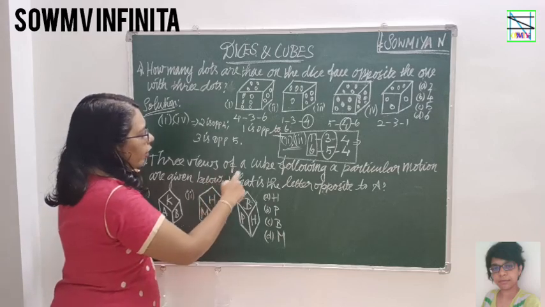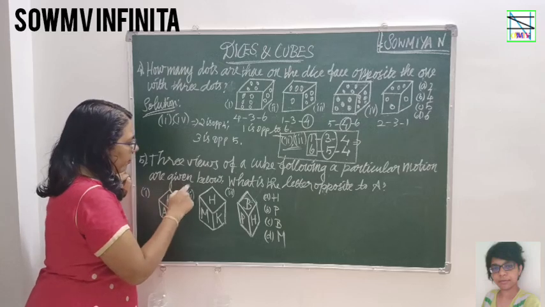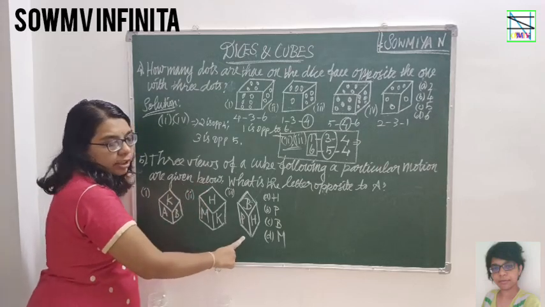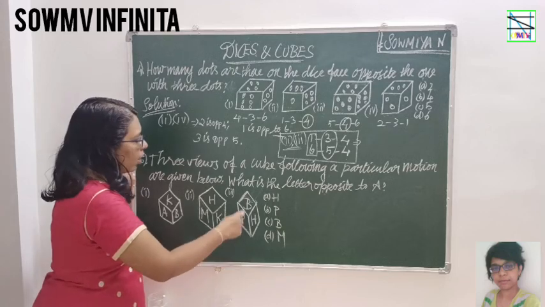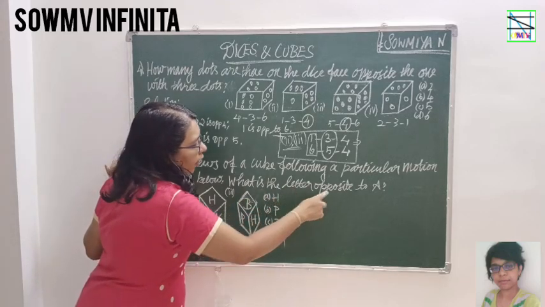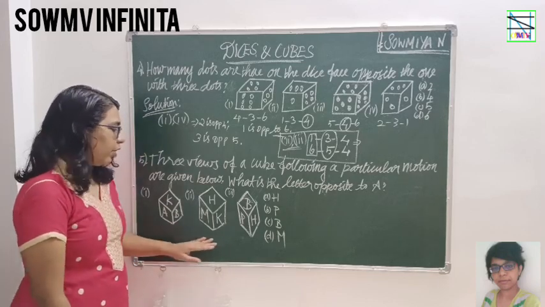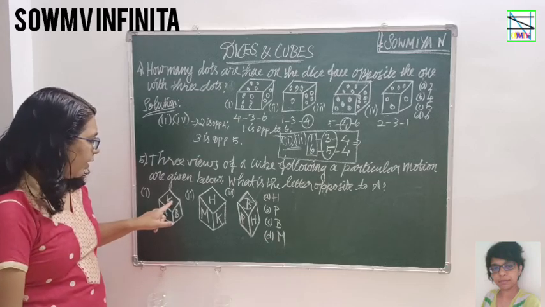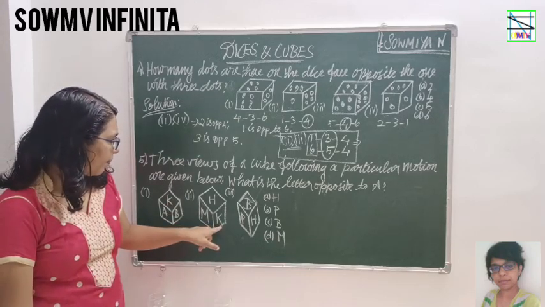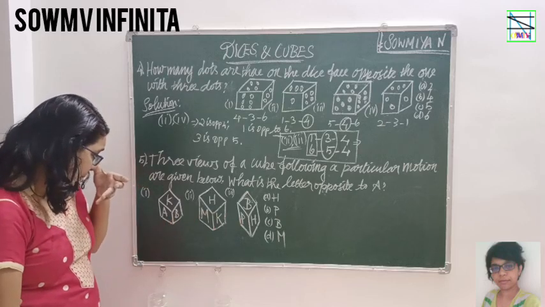3 views of a cube following a particular motion are given below. So here 3 cubes are given. What is the letter opposite to A? Solution, options are here. You can find K here and K here, H and H.